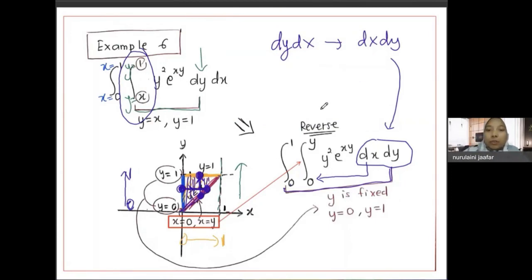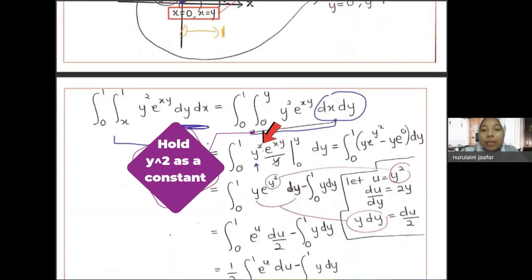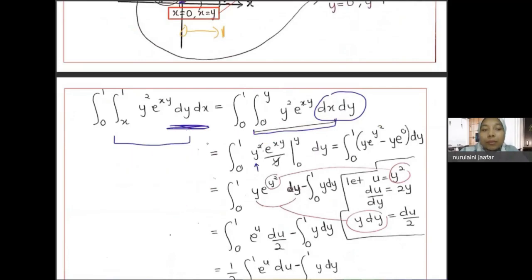Next, you have to solve. You already changed the order, so now we solve dx first. What do we get? y squared, and then we have e^(xy). Integrate e^(xy), we will get e^(xy), and then you differentiate this with respect to x, we get y. So you must divide by y.